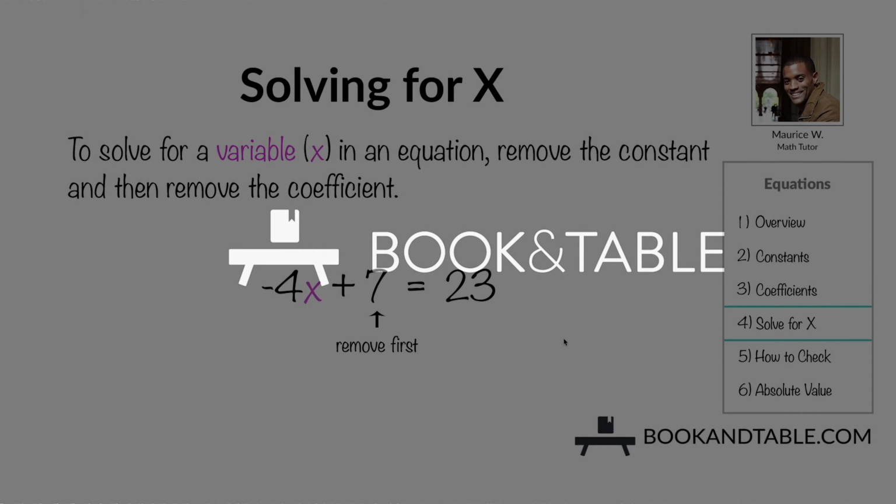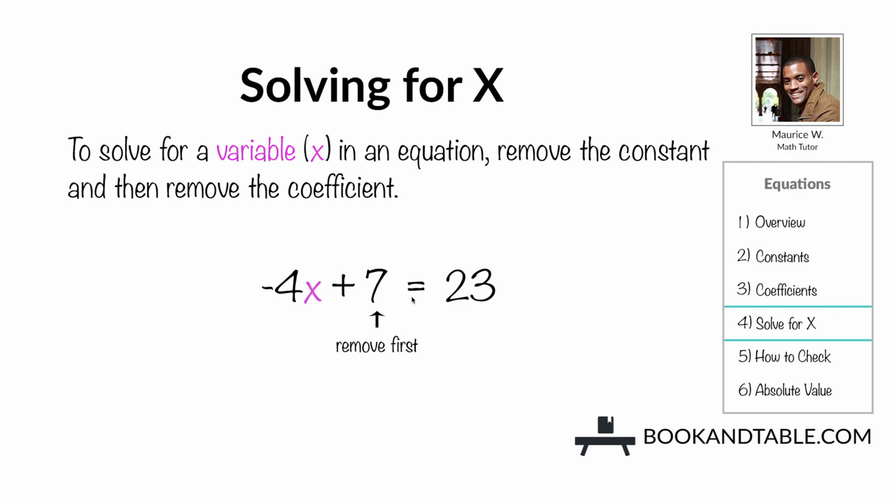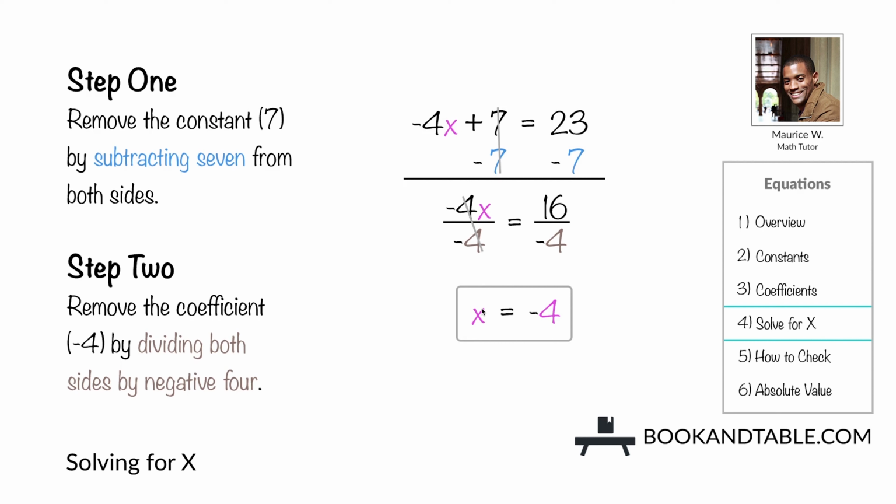Now let's discuss solving for x when we have both a constant and a coefficient present in the equation on the same side as the variable that we'd like to solve for. To solve for a variable x in an equation, first remove the constant and then remove the coefficient. So if we have negative 4x plus 7 is equal to 23, here is what it would look like.